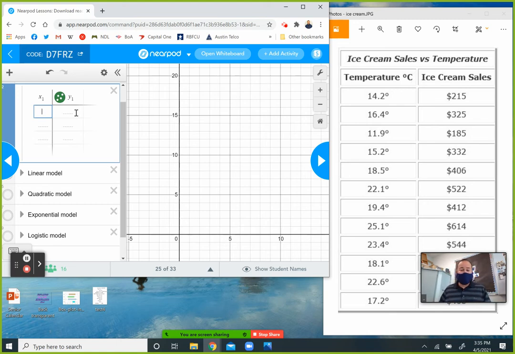I'll give you guys about a couple minutes. Should take you no more than like 3, 4, 5 minutes to put all that in. Don't forget, if you want to see the scatter plot, click the little magnifying glass on the bottom left of the table.